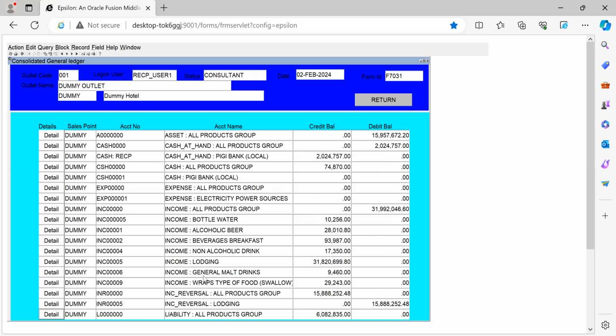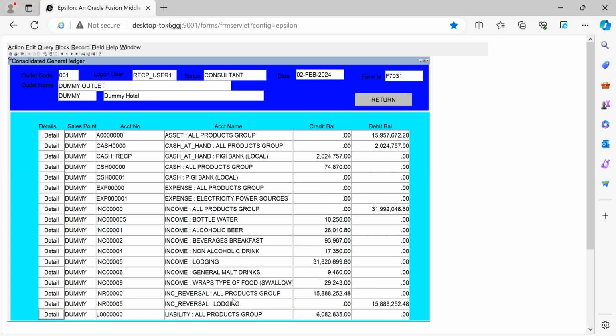Now, if we go further, income malt drinks generate this amount. Wraps of food, that is also products that we sell, call it swallow. That is definition, as is convenient for each hotel. You define it the way you want it, and the system will reflect it here. So what I'm showing you here is what a dummy hotel has used to define the groups of its products, and that's why we have this amount.